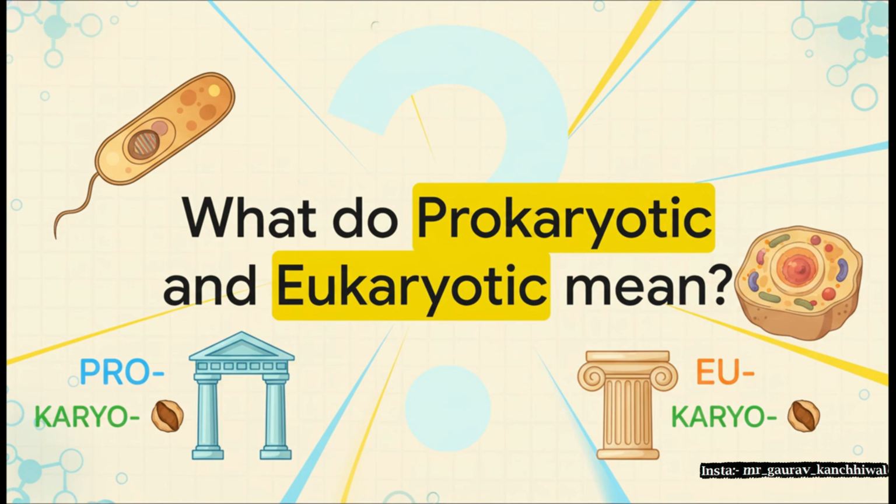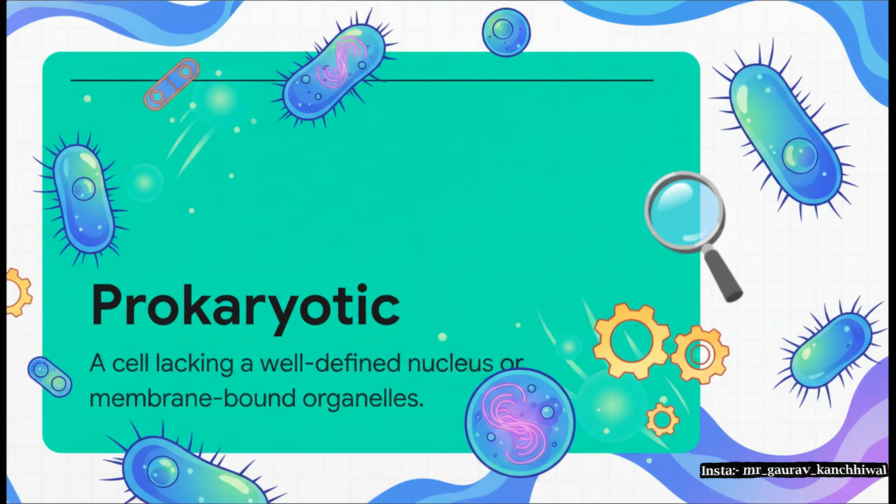Well, the secret to truly grasping this massive biological divide really just lies in the Greek roots hidden within the names themselves. It's the ultimate memory hack here. Let's take prokaryotic first. Pro means primitive, and karyon means nucleus. So put them together, and it literally translates to a cell with a primitive nucleus. Practically speaking, this means it lacks a well-defined nucleus, and it doesn't have any membrane-bound organelles either. Basically, all its cellular activities just happen out in the open cytoplasm. It's a true open concept layout.